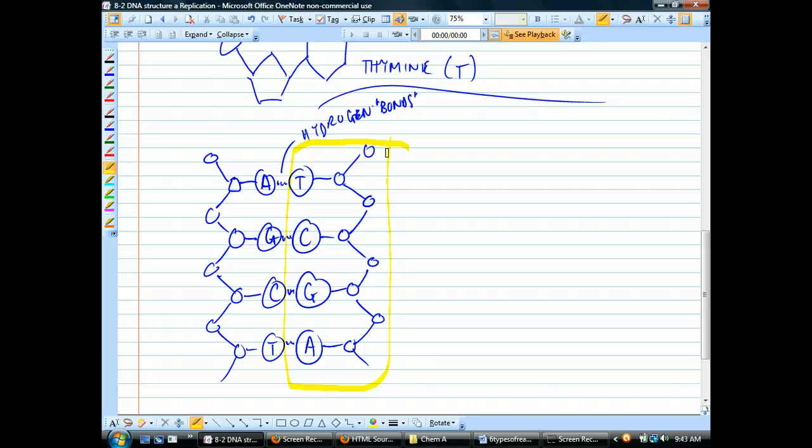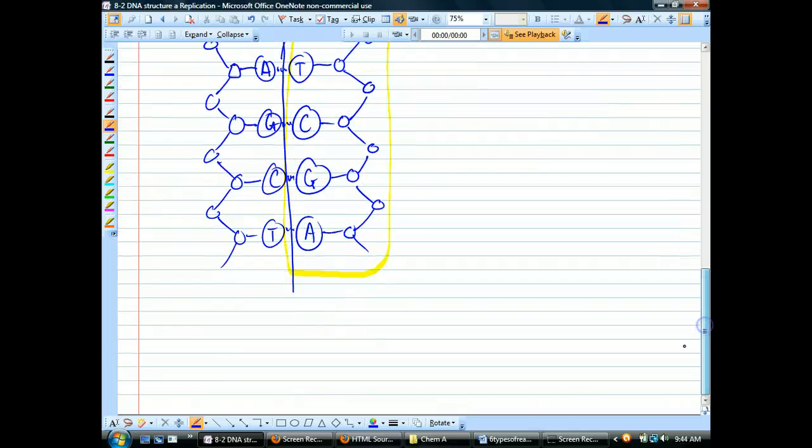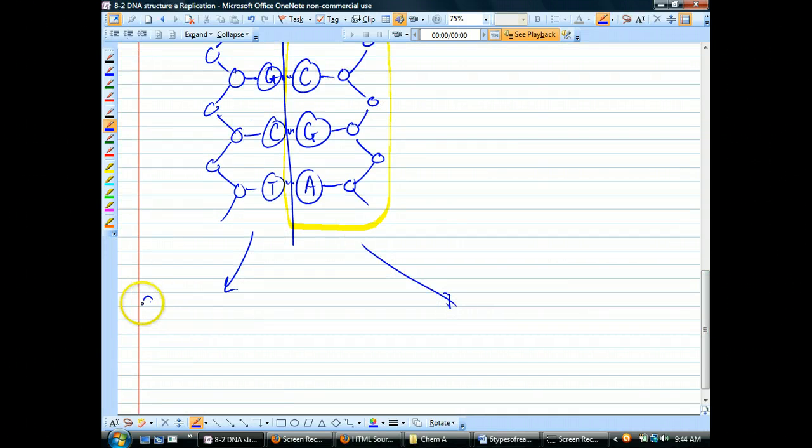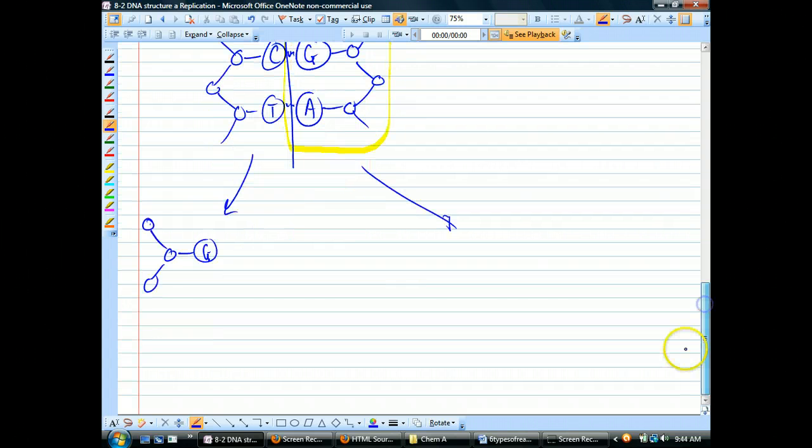Now imagine this for a minute. If you peeled this apart like a zipper, if you opened it up, if you cut this right here, separated the two halves, and then built two new halves on each side, you'd have two identical molecules, two copies of the original. Let me show you what I mean. Take this apart and take this apart. So now I've got this here.